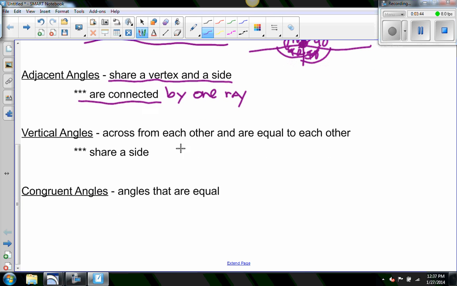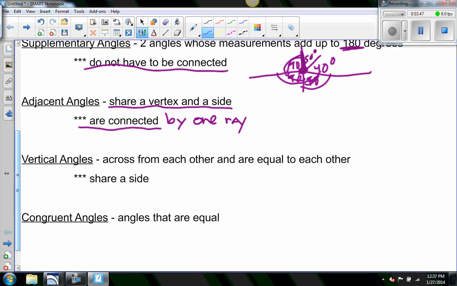Vertical angles. They are across from each other and they are equal to each other. Another way I like to say it is they are kitty corner. So again, they share a side, which you can say a ray. You could also say a line. So if I have this figure right here, this angle right here and this angle right here would be considered vertical. They are across from each other, and they are equal to each other. They're both 90 degrees. This one right here and this one right here would also be across from each other and equal, as would this one and this one.